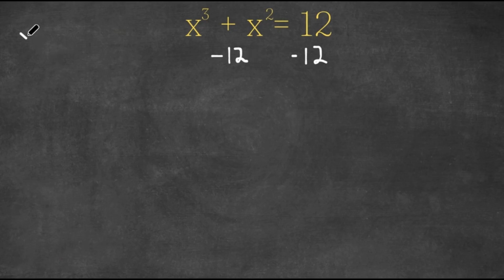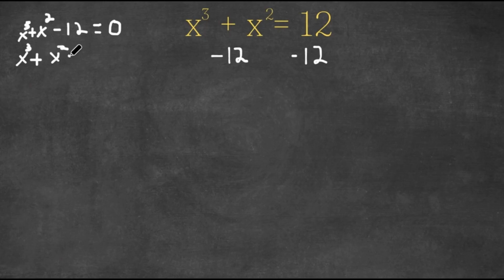So this would give us x to the power of 3 plus x squared minus 12 is equal to 12 minus 12, which is 0. So now what I'm going to do is change -12 to -8 minus 4. So we have x to the power of 3 plus x squared minus 8 minus 4.